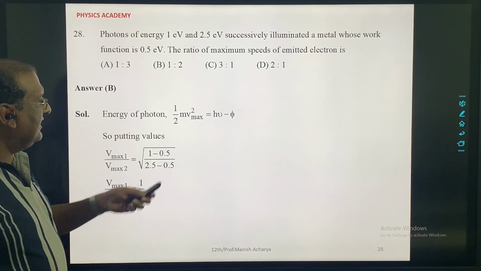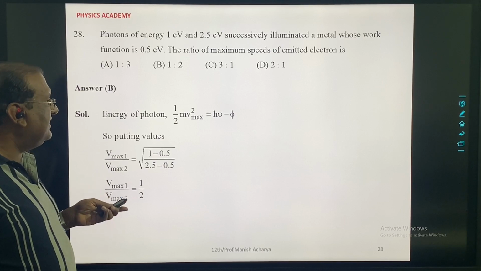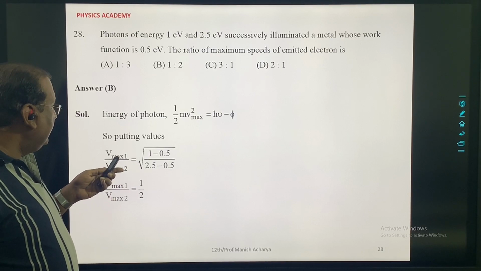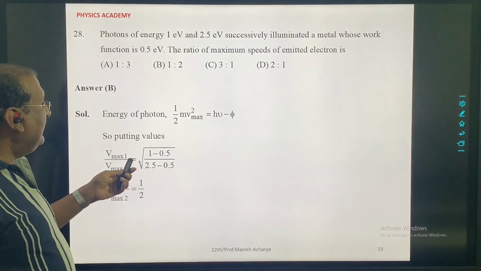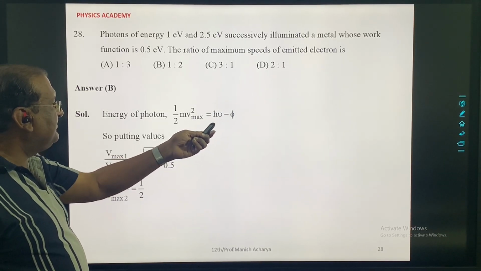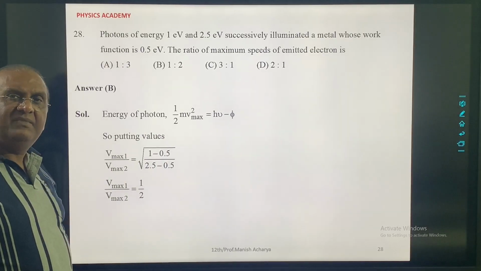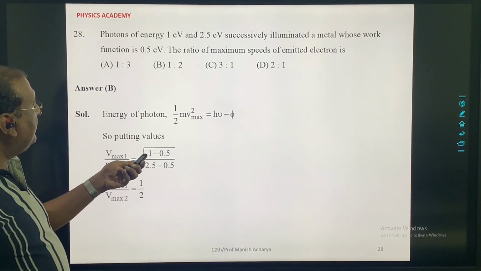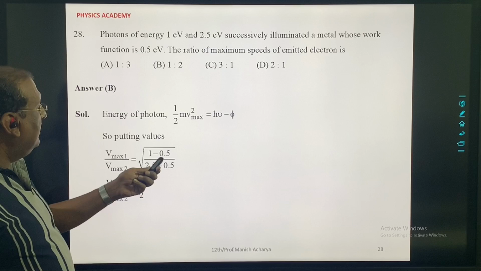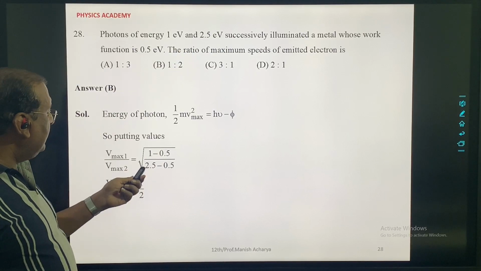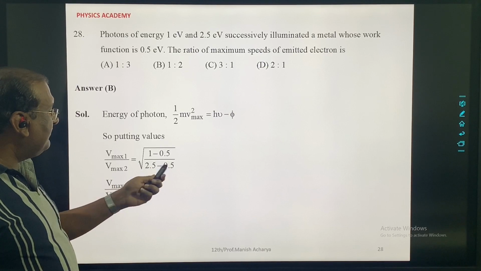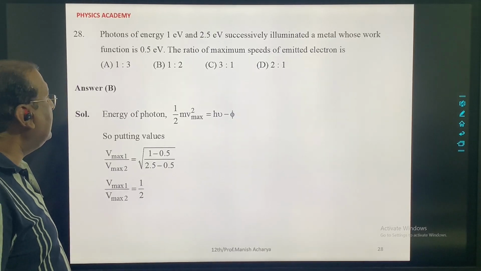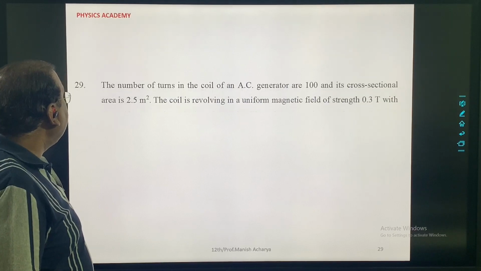So if we consider these two equations and take the ratio, and make V maximum 1 upon V maximum 2, then we get the square root of (H nu 1 minus phi) upon (H nu 2 minus phi), raised to 1 by 2, and half m will be cancelled. Now substitute the values: for the first photon, energy is 1 electron volt, work function 0.5; for the second one, energy of photon 2.5, work function 0.5. So you will get the ratio of the maximum velocities with which electrons are emitted.